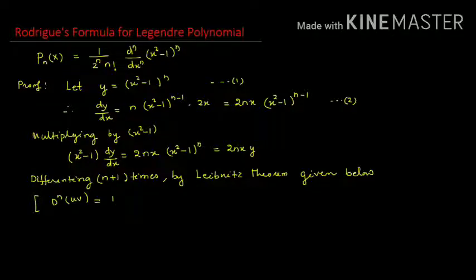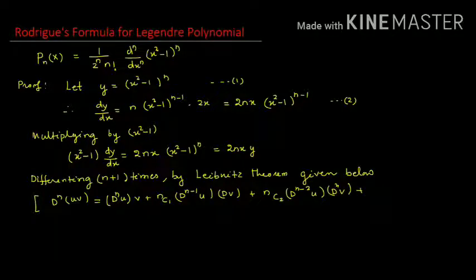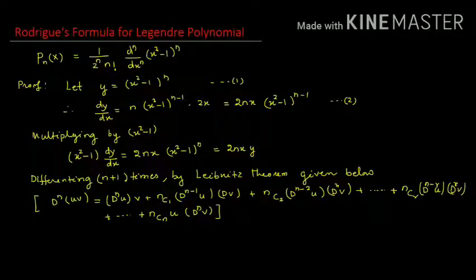That is equal to nth derivative of u into v plus nc1, reduce one derivative, that is n minus 1 u into derivative of v, plus nc2, again reduce derivative, one derivative, that is dn minus 2 u, then raise another derivative d square v, plus ncr dn minus r u into drv, plus ncn u into nth derivative of v. So this is Leibniz theorem.